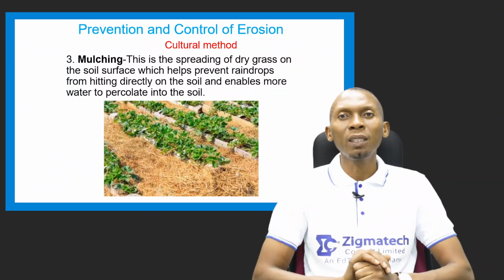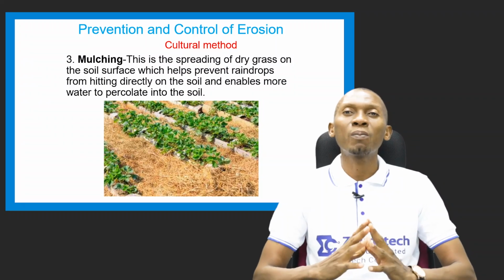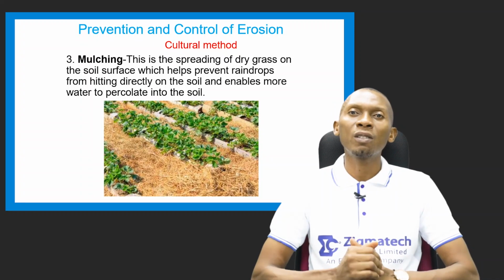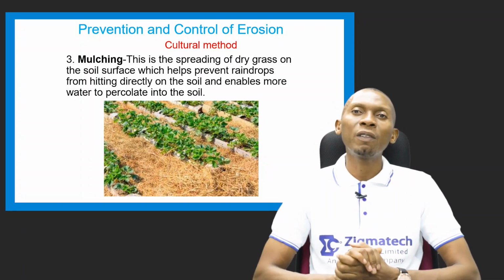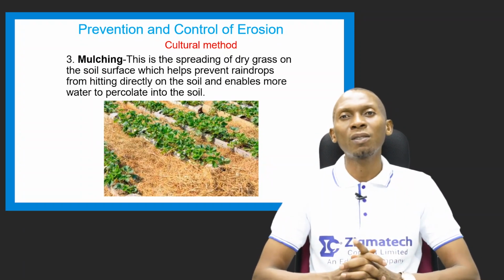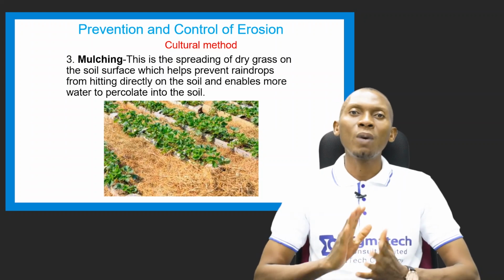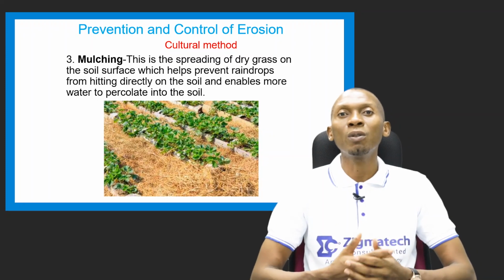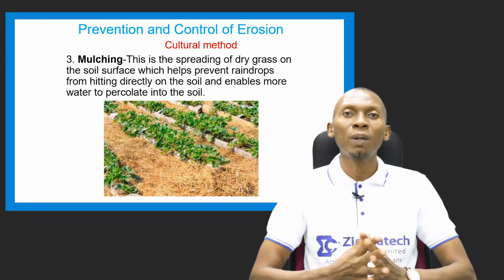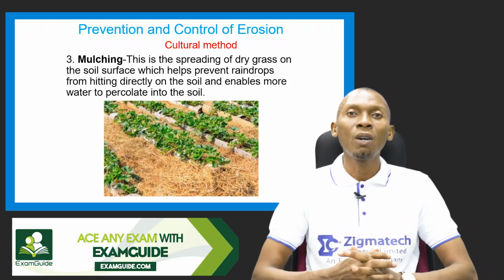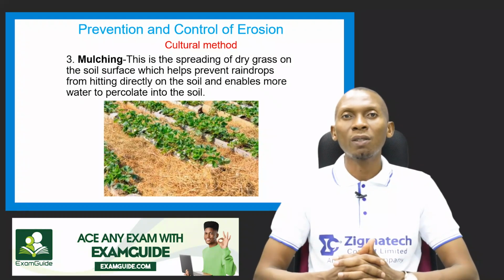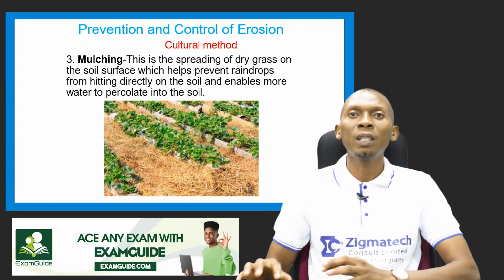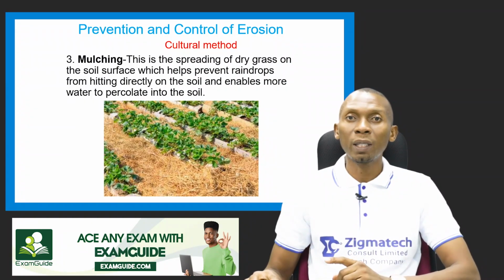We have mulching, and what is mulching? This has to do with the spreading of grass or some other materials like polythene on the surface of the soil. This can help to prevent raindrops from hitting directly on the soil. And once this prevents raindrops from hitting directly on the soil, it will enable more of the water to percolate into the soil. And percolation has to do with the downward movement or the absorption of water into the soil. That's another method of preventing and controlling erosion using the cultural method.